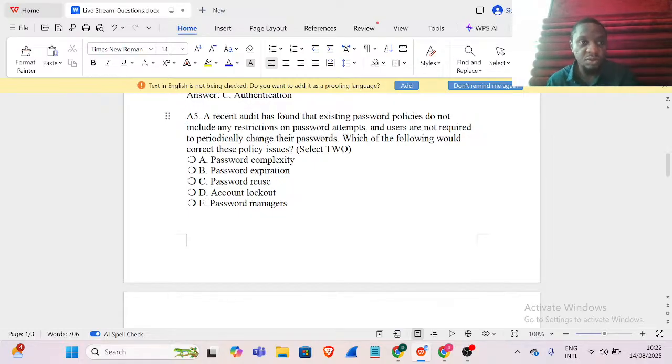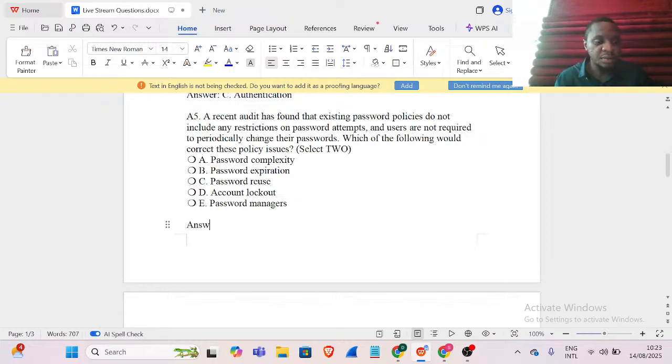Like this: the new password does not include any restriction on password attempts. So check the restriction on password attempts. Restriction on password attempts is account lockout. This means if I look at this, after several attempts you are unable to access the system. So that stands as account lockout. I think this is the answer.